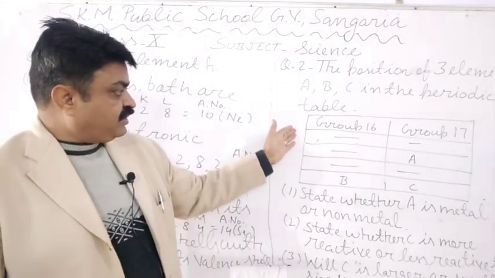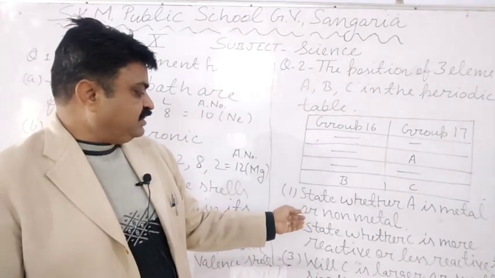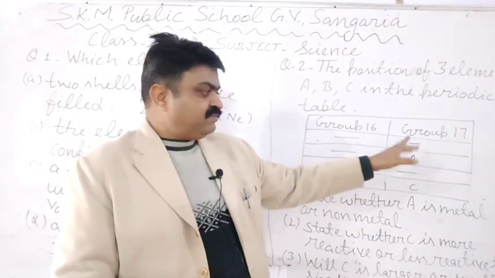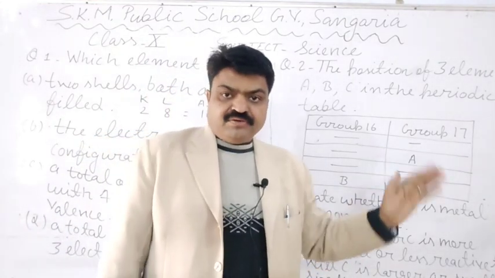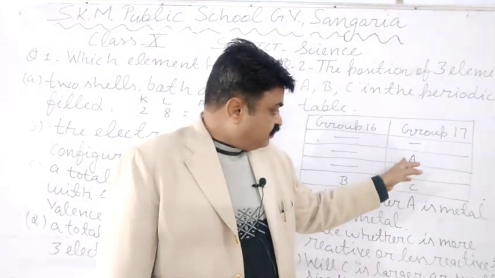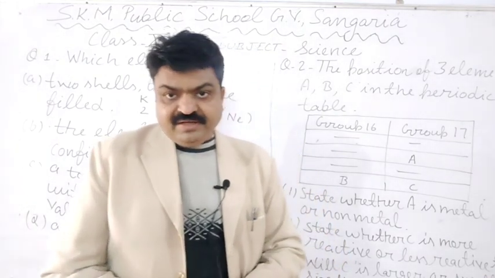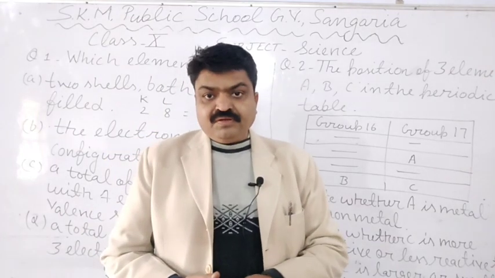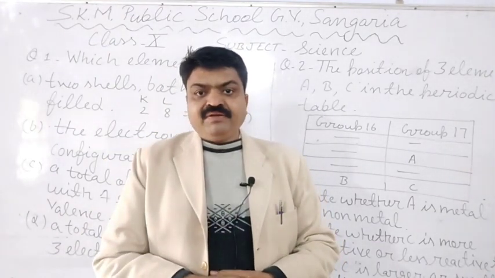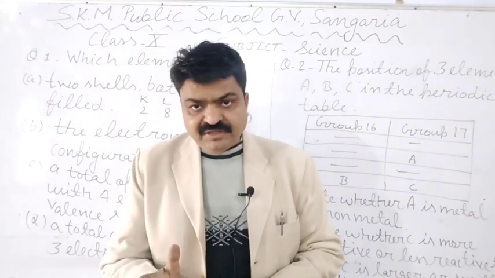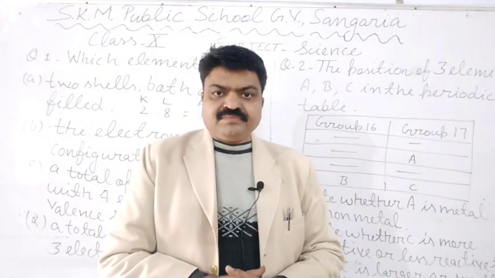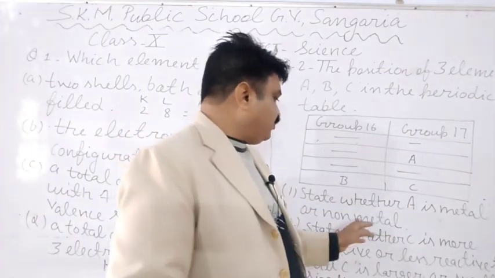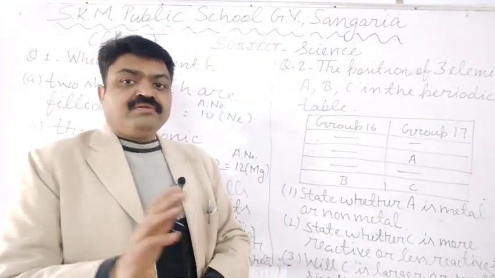The first question is related to this table. State whether A is metal or non-metal. Now A is here, means in the 17th group. So A comes in which category? With the help of the group you can know. Group 17 is known as the halogen group, student, and halogens come in the category of non-metal. So you can write it is non-metal.